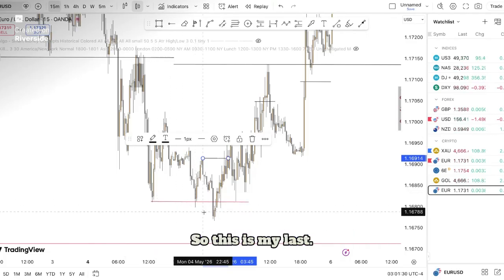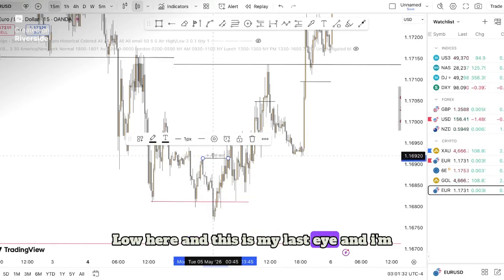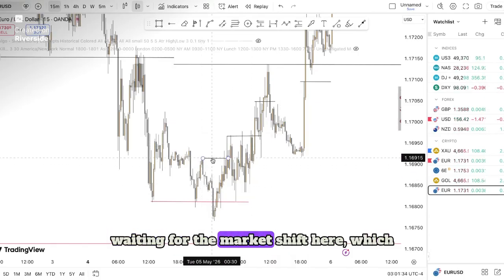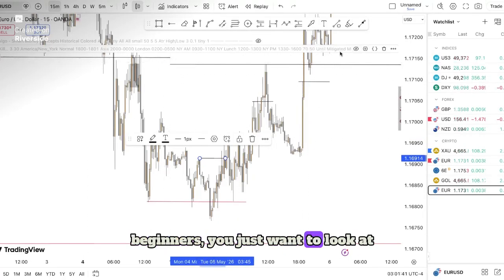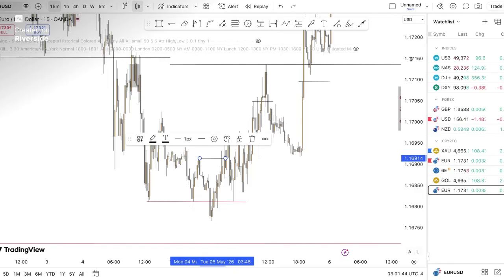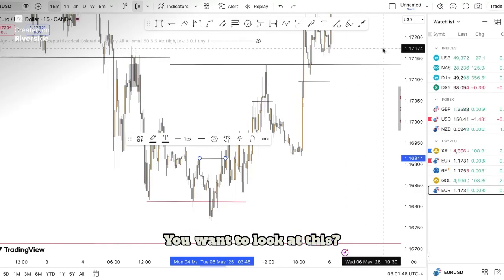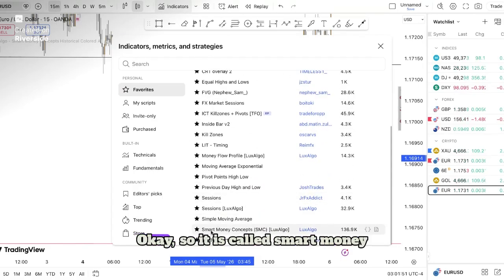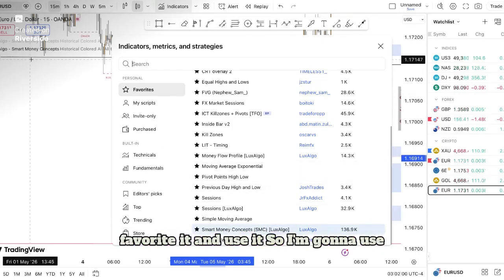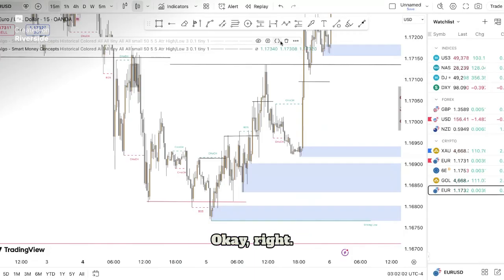So this is my last low here, and this is my last high, and I'm waiting for the market shift here, which it gave me. For beginners, you just want to look at this indicator. It is going to help you a lot. It is called Smart Money Concept. Just favorite it and use it. I already have it.